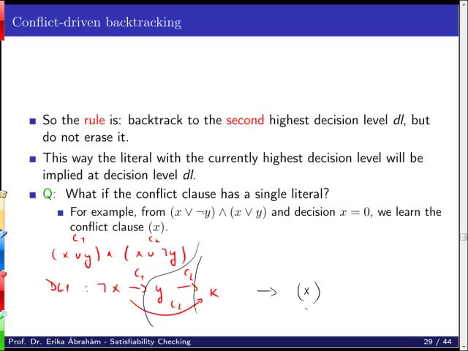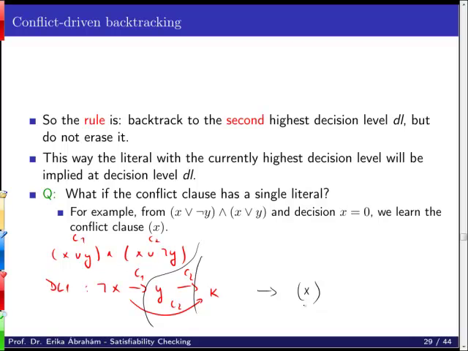Yeah? But this is at decision level 1. So there is no second largest. Where to backtrack now? What shall I do? I am at decision level 1. I made a decision, and this implied a conflict without involving any other decision levels.